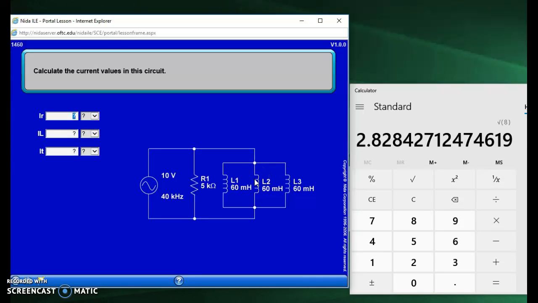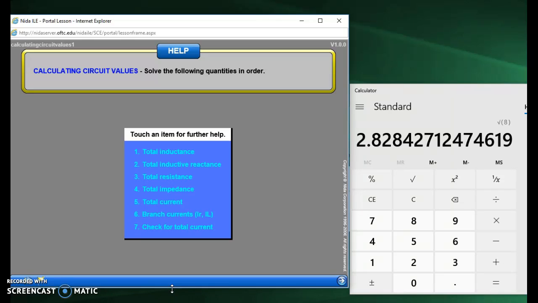Okay, and again, I always want to point out NIDA has some help sometimes. And it's going to tell us what we need to do. We're going to need to get total inductance, total inductive reactance, total resistance, total impedance, total current, branch current, and then check for total current again. So we'll systematically follow NIDA.